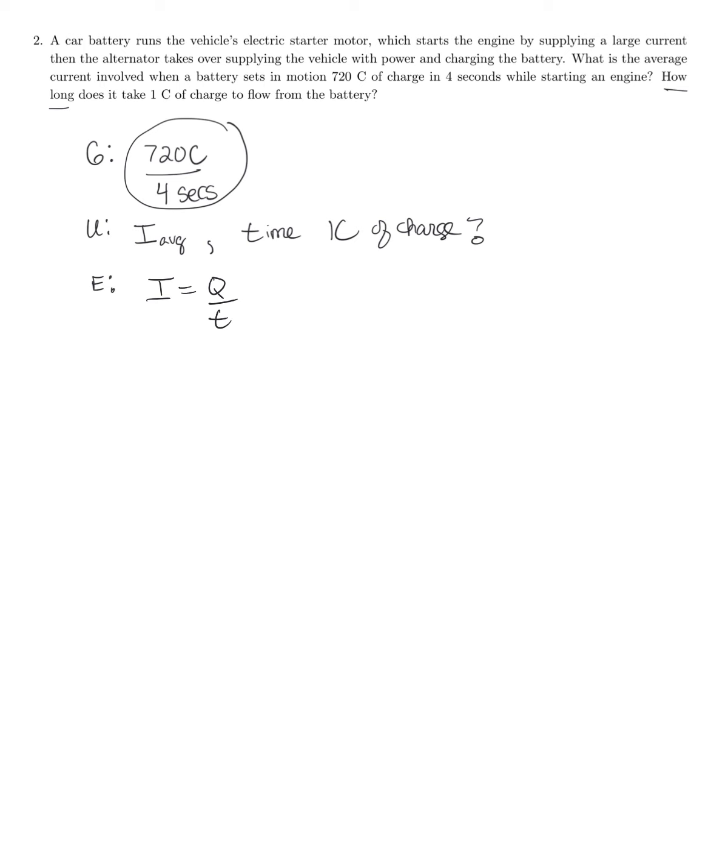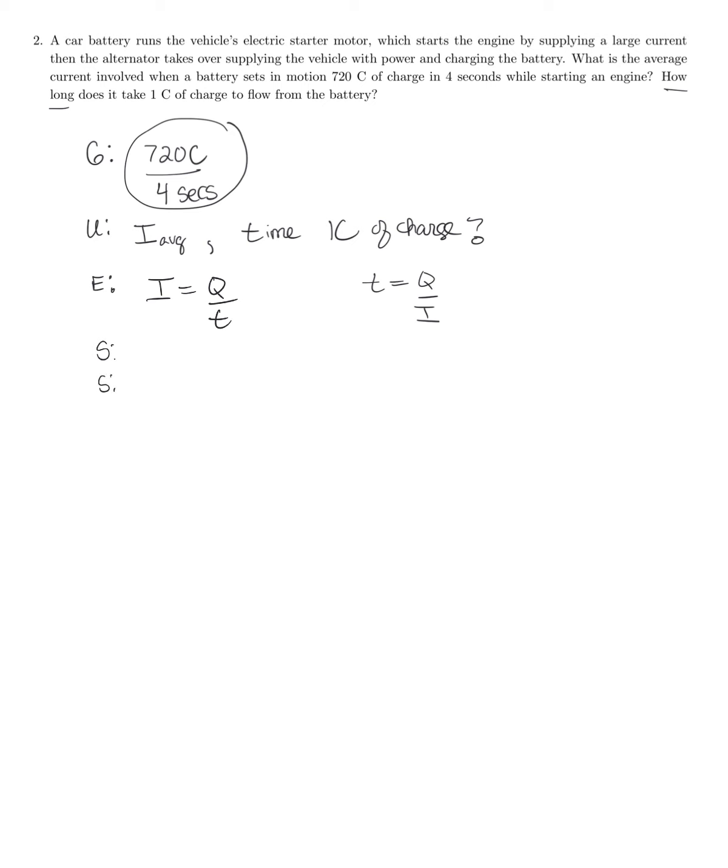And then it says how long, how much time does it take for 1 coulomb of this specific charge to flow from the battery. So if we rearrange that, it would be T equals Q divided by I. All right, so now into our substitute and solve, which we don't need to do a big solve, so we'll just put these together.